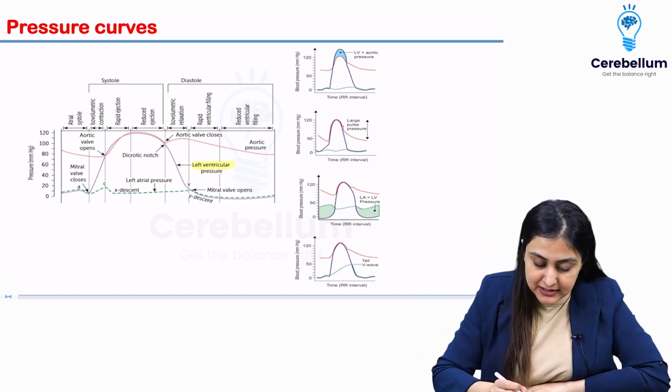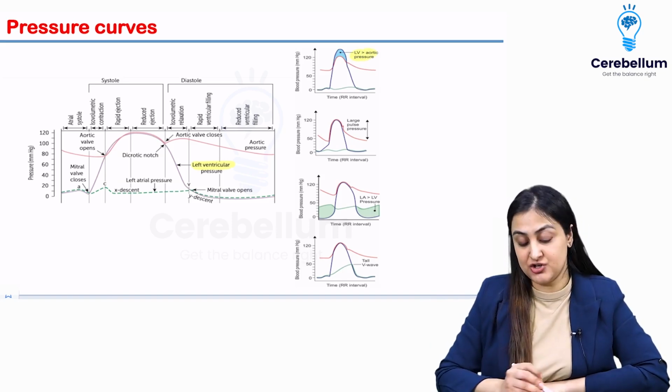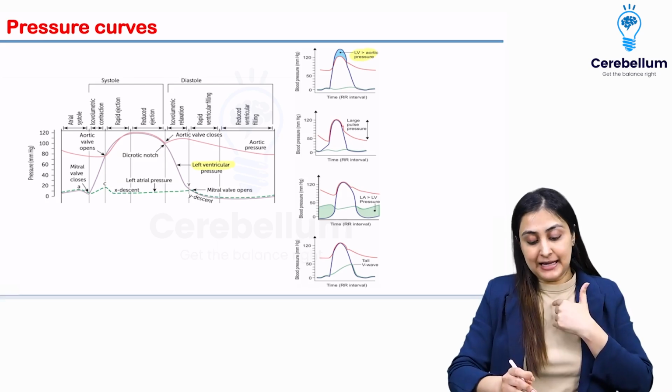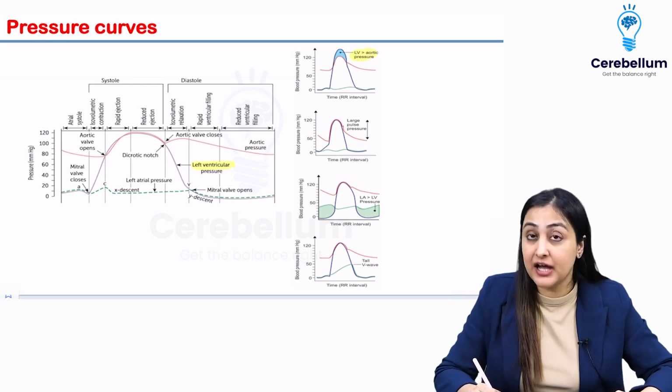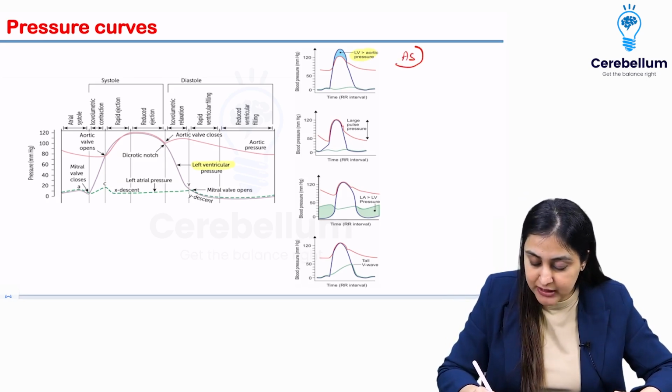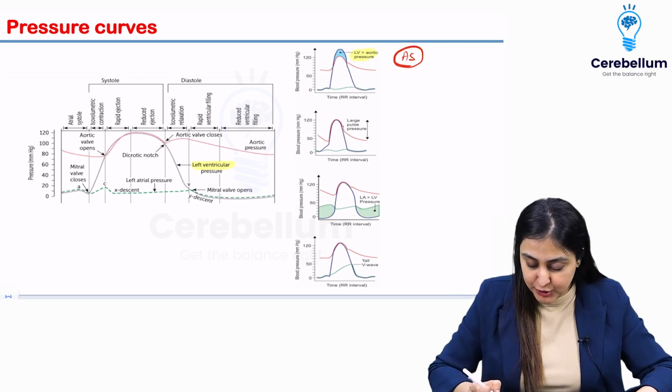So what we can see here, this is an instance where the LV pressure is more than aortic pressure. It means I am the LV, I am pumping against a higher resistance, against a higher afterload. So this is aortic stenosis. When I see a very large pulse pressure, look at the drop.